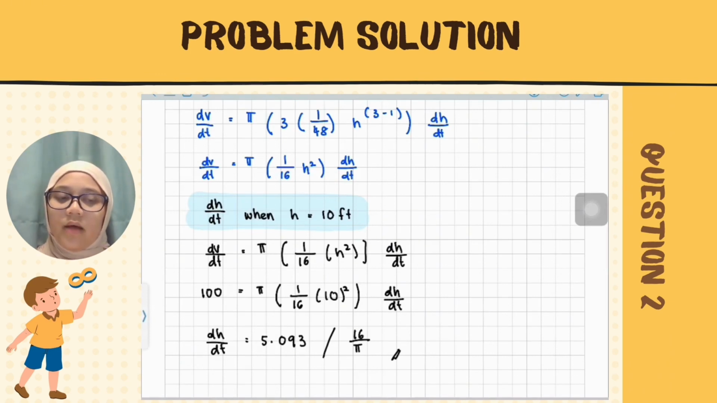as above, and then it will equal pi 1 over 16 times 10 to the power of 2 dh over dt. So we are going to get dh over dt equals 5.093, or 16 over pi.